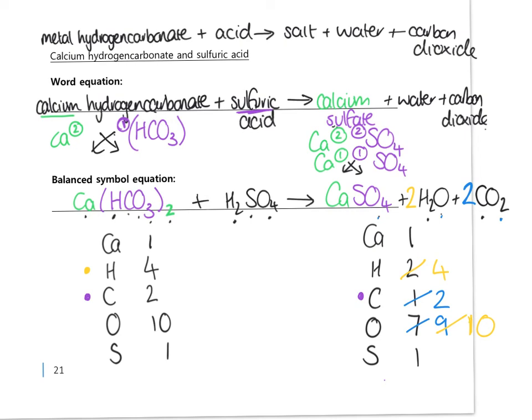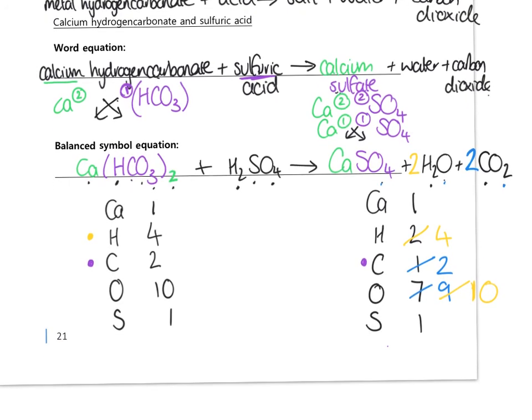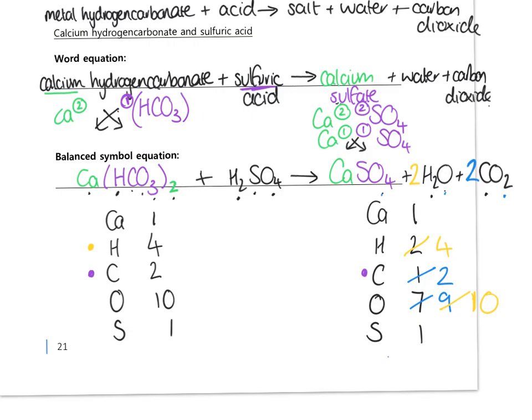So you need to be able to write equations for metal carbonates and metal hydrogen carbonates reacting with acids. You could even give yourself a few different combinations like magnesium carbonate and nitric acid, and then sodium hydrogen carbonate and hydrochloric acid, and so on. Give yourself different combinations of metal carbonates and different acids to practice these equations.